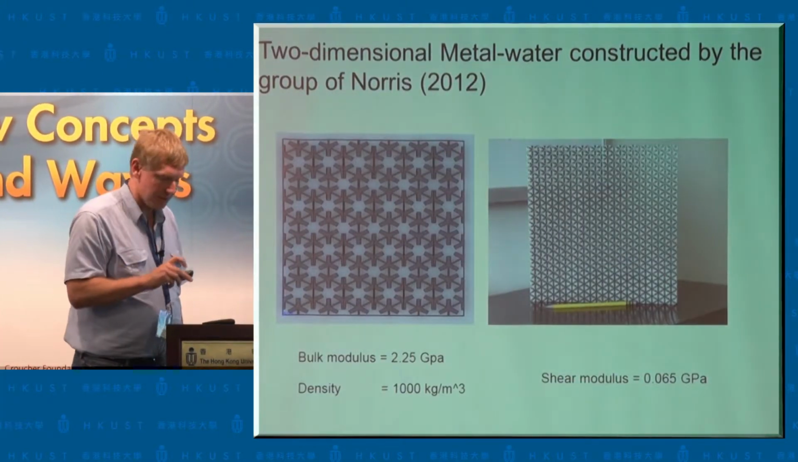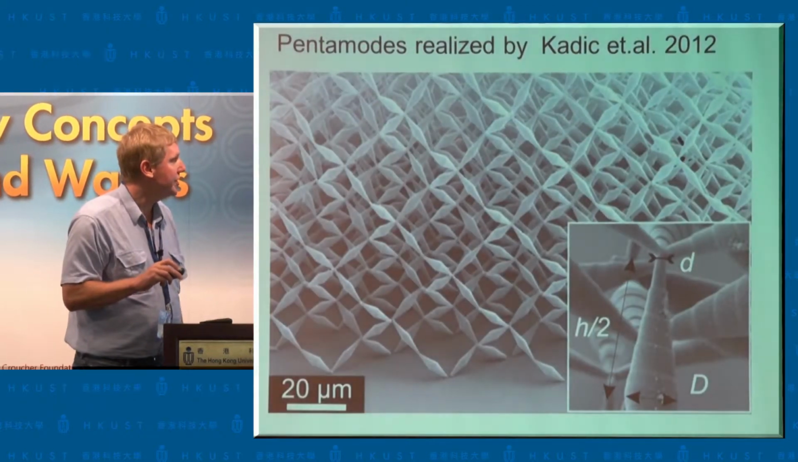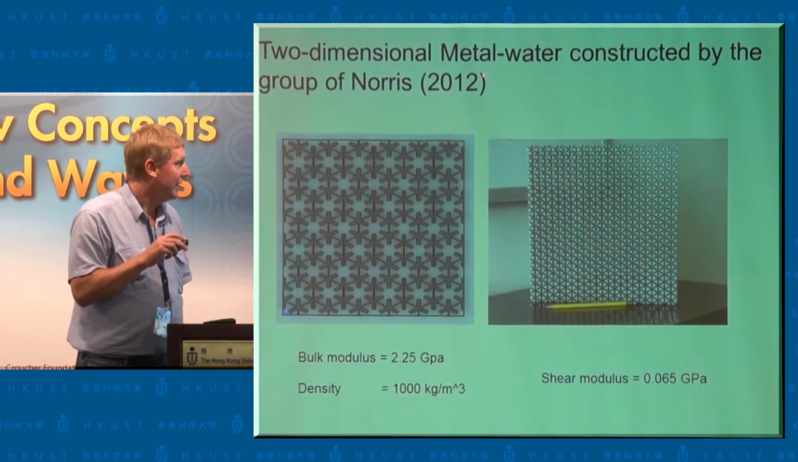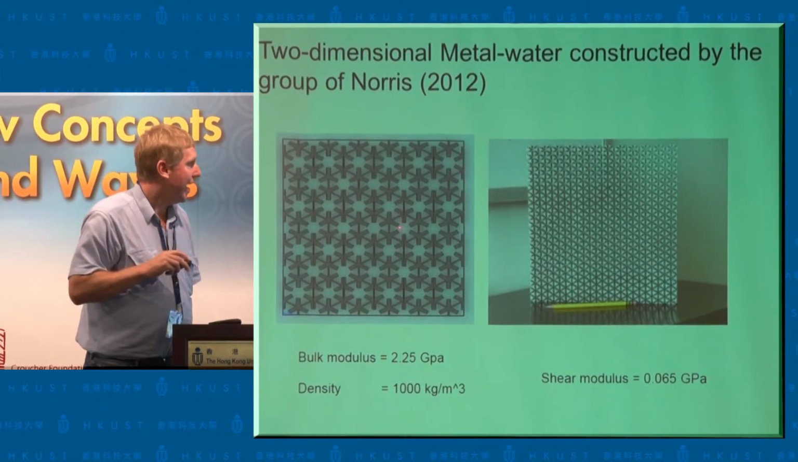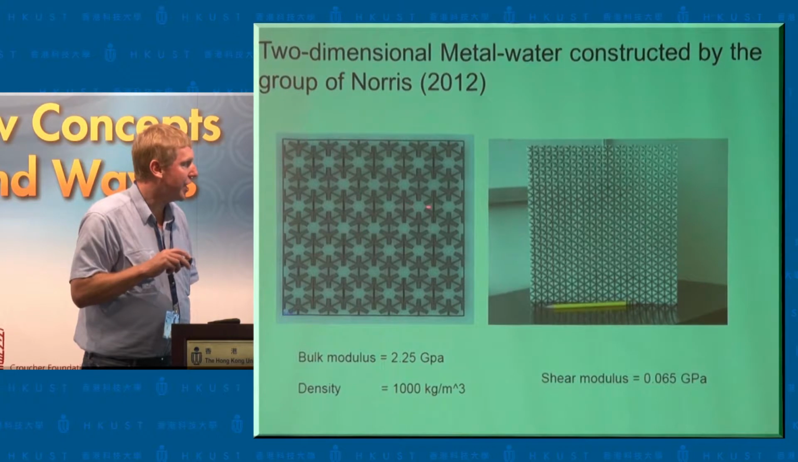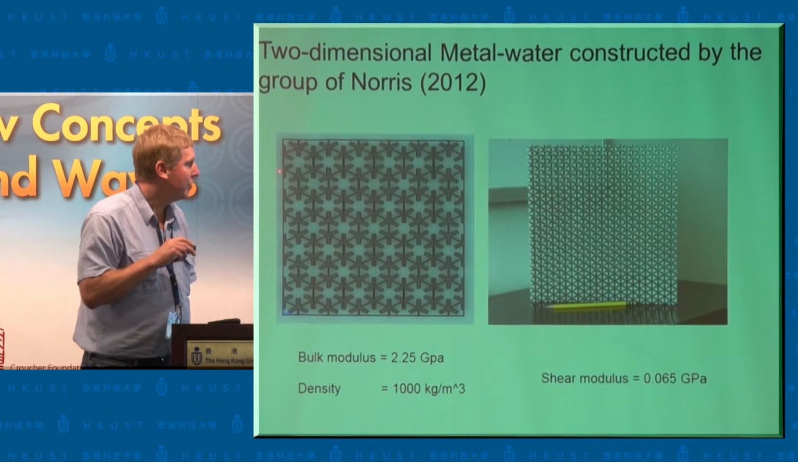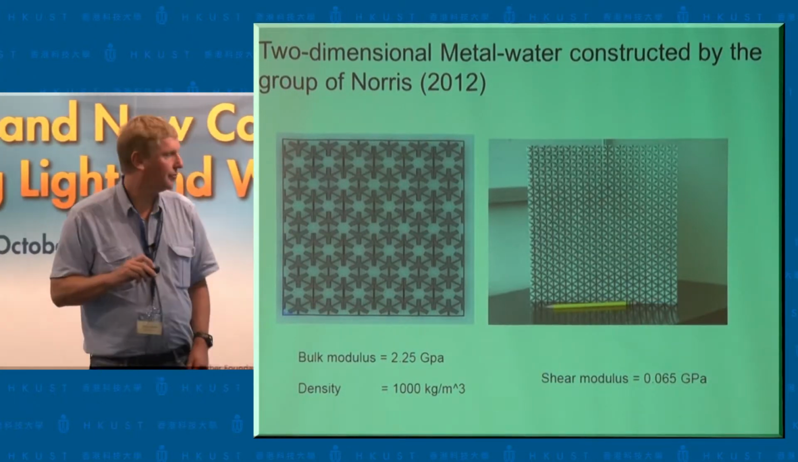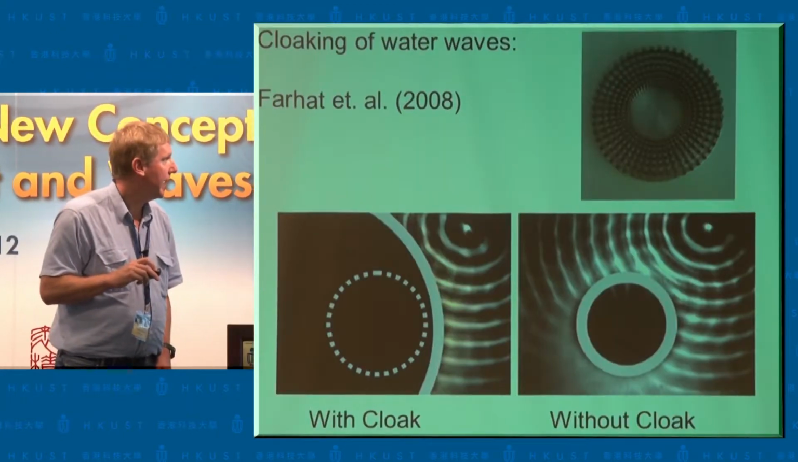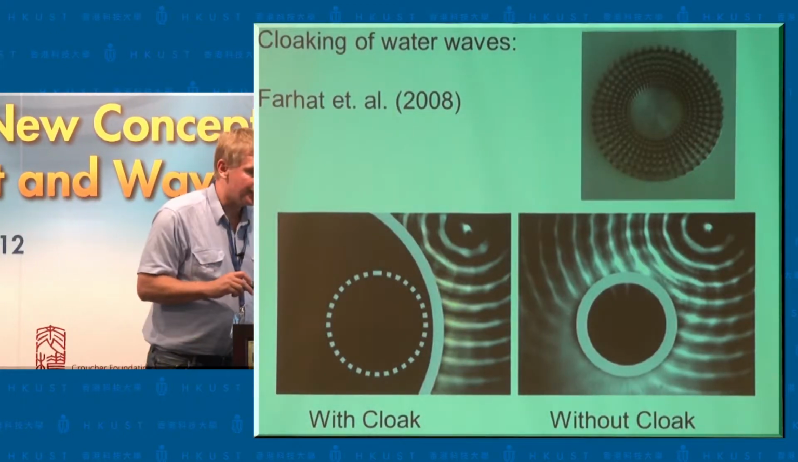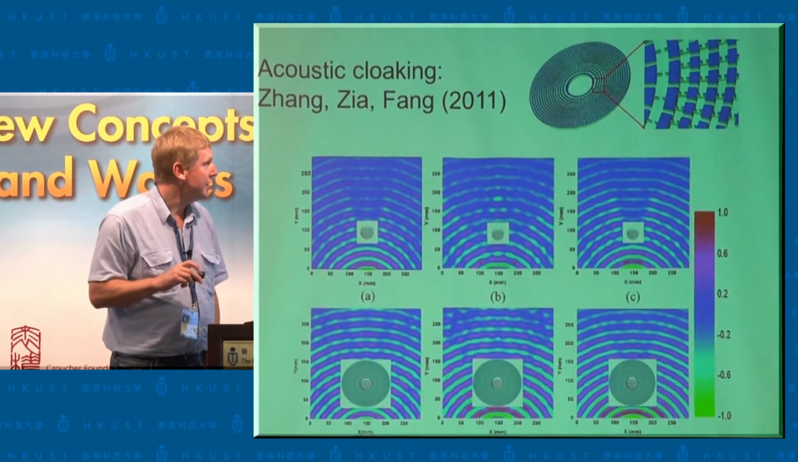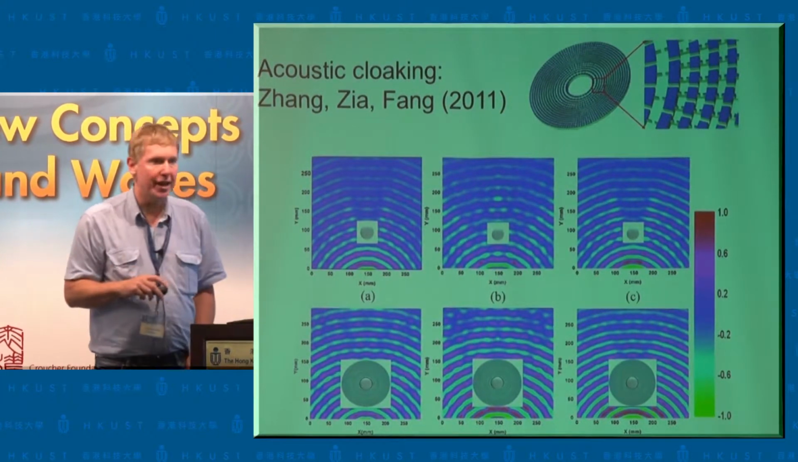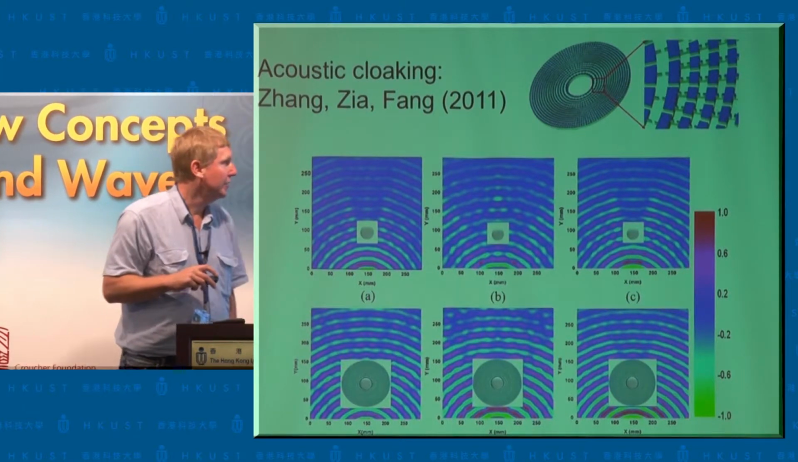And so pentamodes, that's in 3 dimensions. There were constructions by the group of Norris called metal water. Basically, you take a metal structure with air in between, surrounded by some membrane on the outside, and it basically has the same properties as water. And then there are results of Farhat et al. for cloaking for water waves, and acoustic cloaking by the group of Zhang, Xia, and Fang.